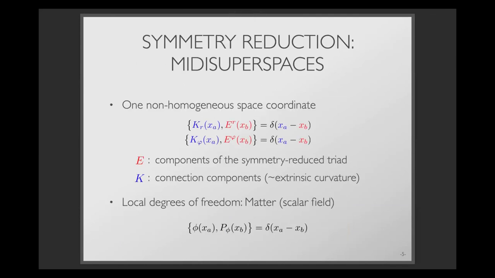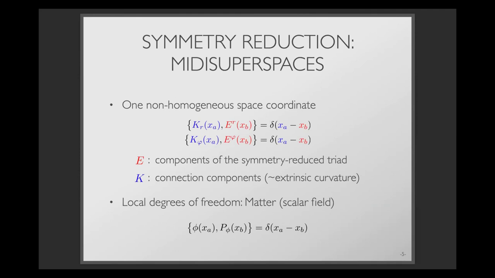As mentioned before, we will focus on symmetry-reduced models of general relativity. We will consider one non-homogeneous space coordinate, and thus only one component of the shift vector will be non-vanishing when taking coordinates adapted to the symmetry. Moreover, we want to consider local degrees of freedom. So in addition to those related to vacuum, we need at least another pair of conjugate variables. We will introduce the dynamics through a spherically symmetric scalar field.